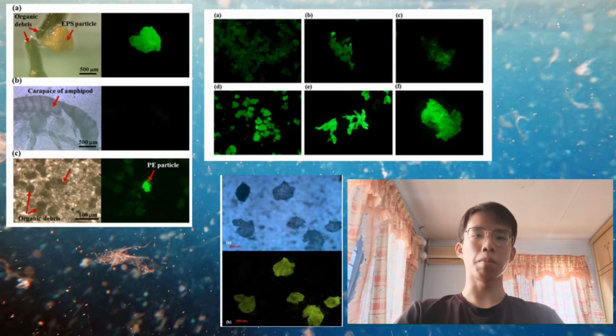The image shows how the microplastic particles are detected by using the fluorescence microscope and Nile Red dye. We can observe that the microplastic pollutants are shown clearly in the image, while other organic debris like the carapace of an amphipod are not affected by the Nile Red dye.